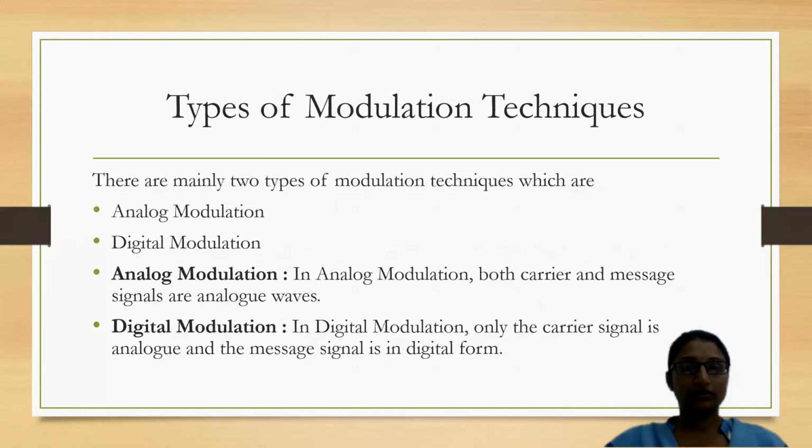Let us have a look about types of modulation techniques. So there are basically two types, analog modulation and digital modulation. In analog modulation, both carrier and message signals are of analog waveforms. Whereas in digital, only carrier is analog, whereas message is in digitalized form.